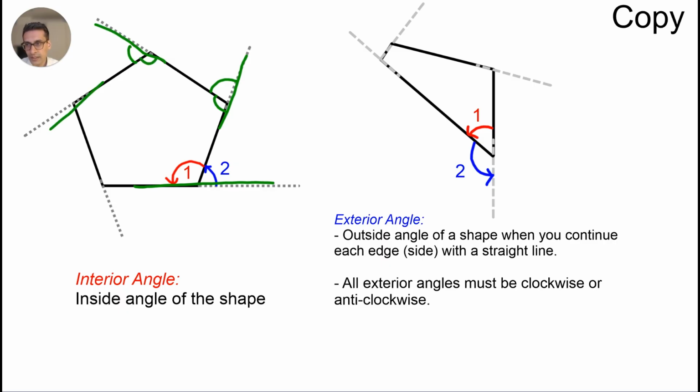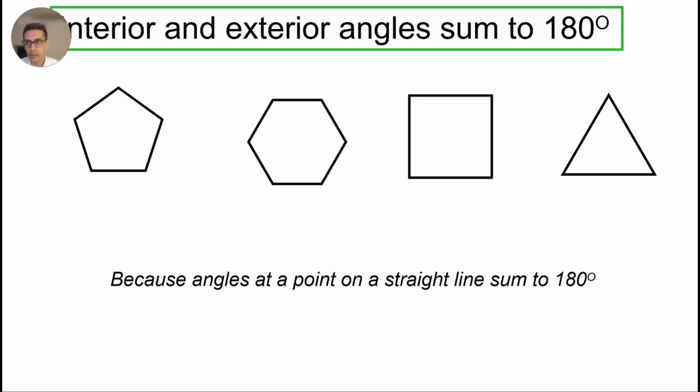So again, if I extend this out, that's the exterior angle. It's not very well drawn. Let me try that again. The exterior angle and the interior angle. You can see that they're all going to add up to 180. So that's one of the first things that you need to just make a note of. The interior angle plus the exterior angle always sums to 180.